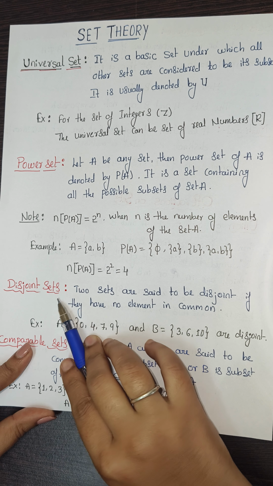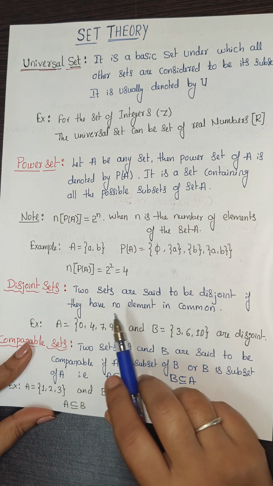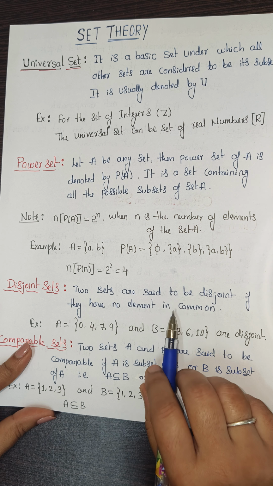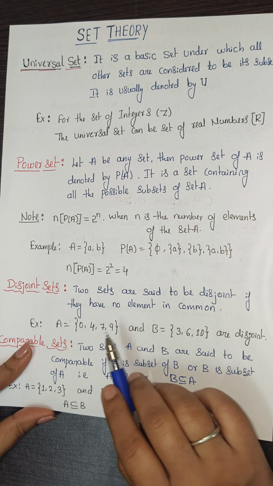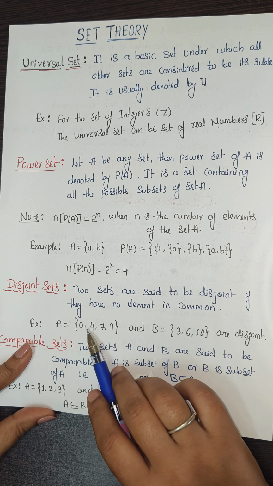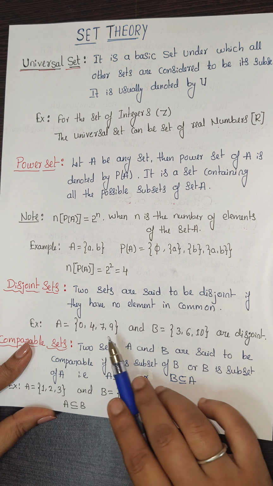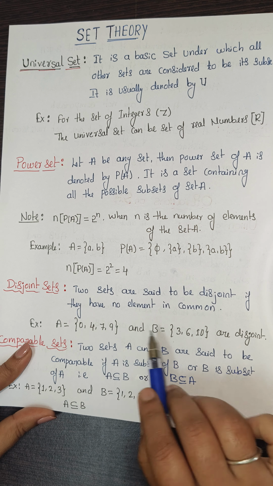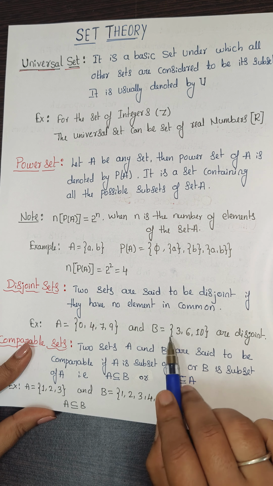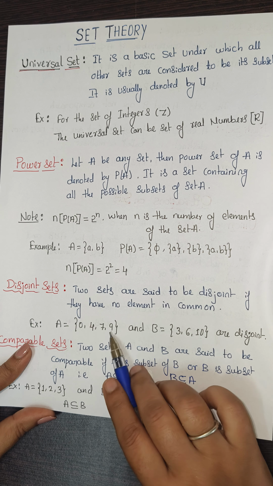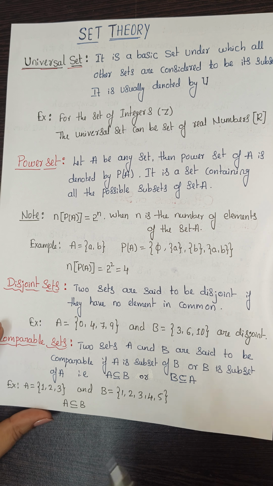Next is disjoint sets. Two sets are said to be disjoint if they have no element in common. No element in common means A intersection B should be the null set. Here the set A is {0, 4, 7, 9} and set B is {3, 6, 10}. All the elements of A and B are different from each other. These are totally different and not even one element is common in both sets.